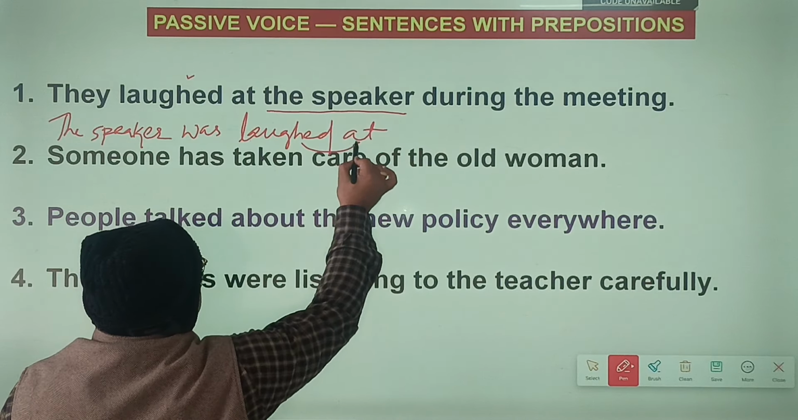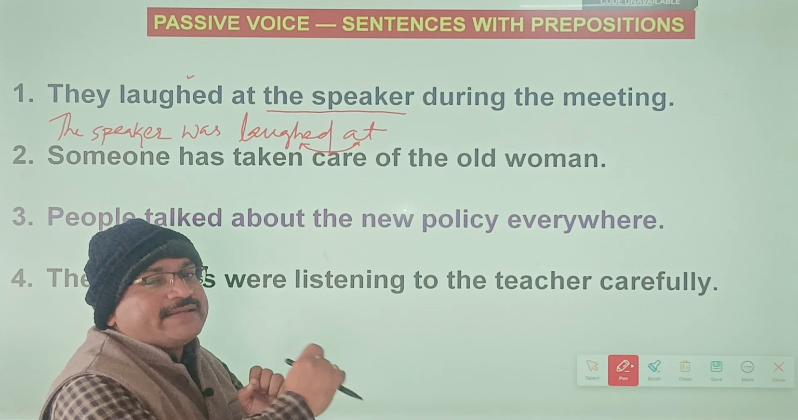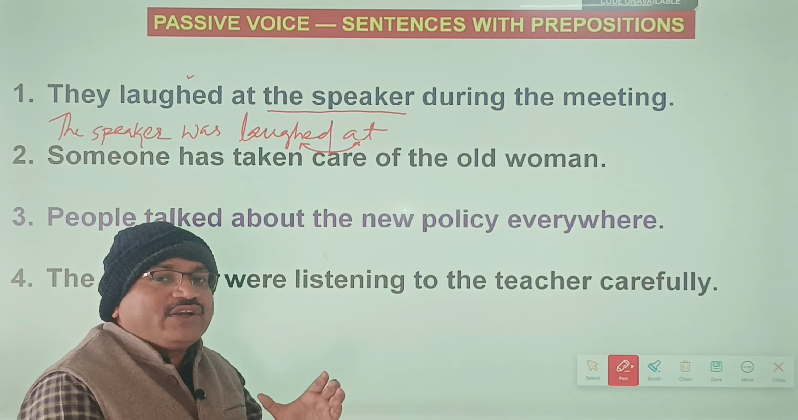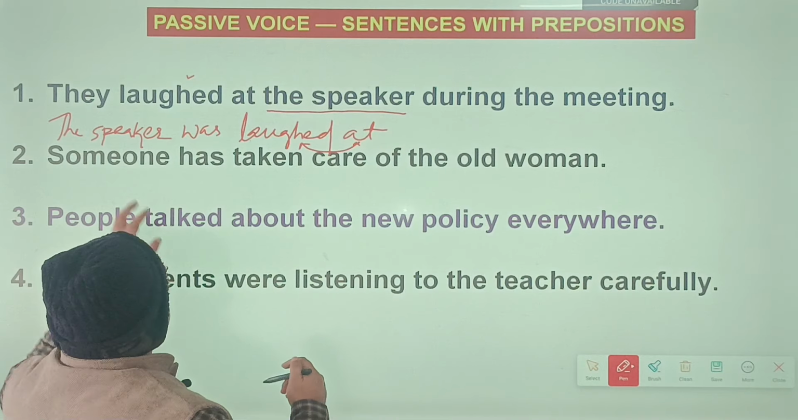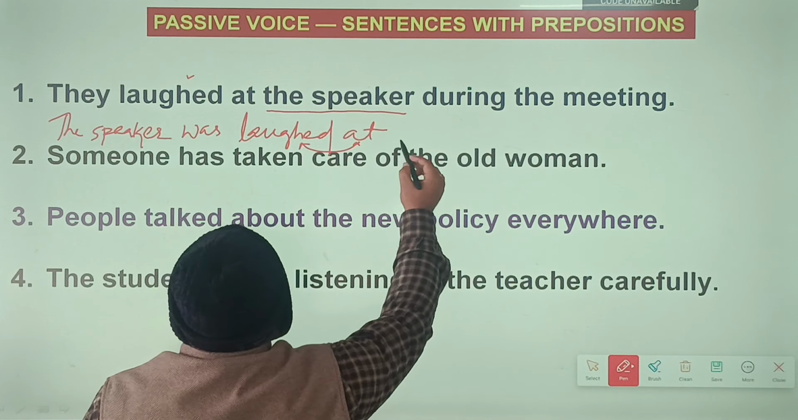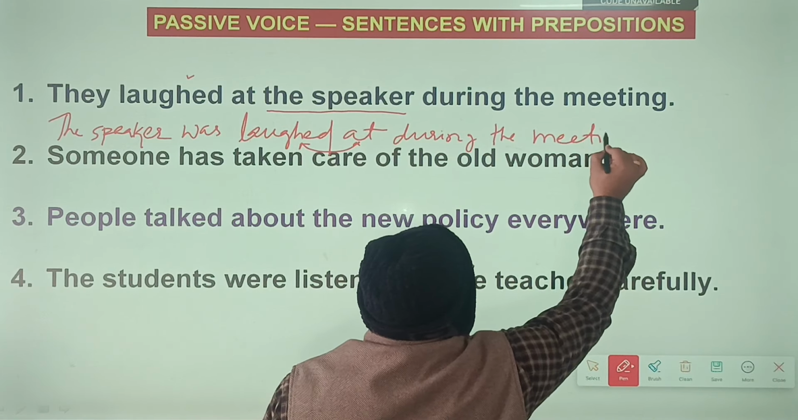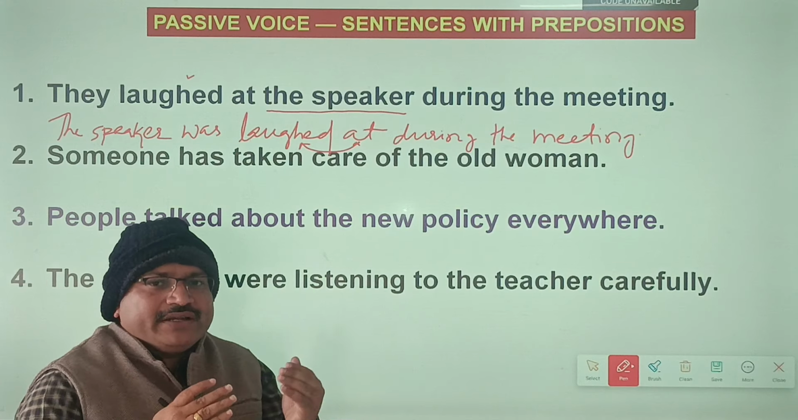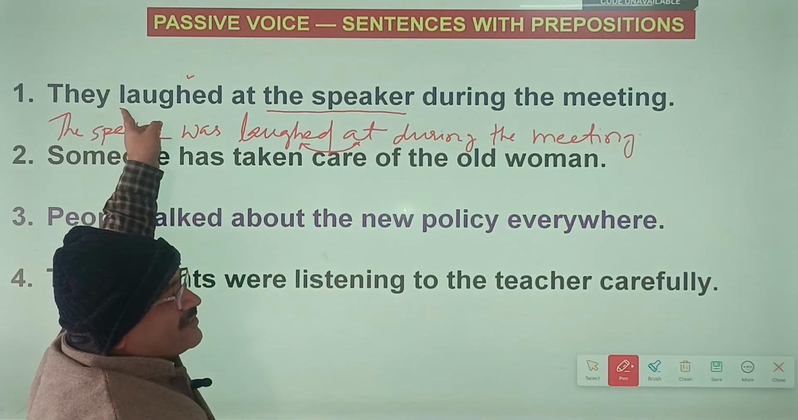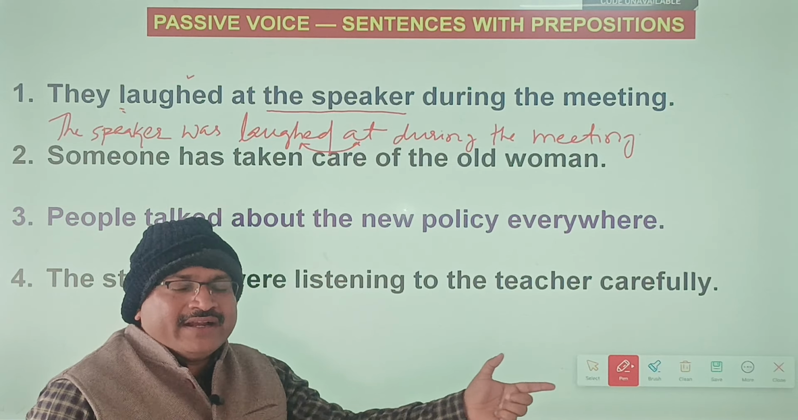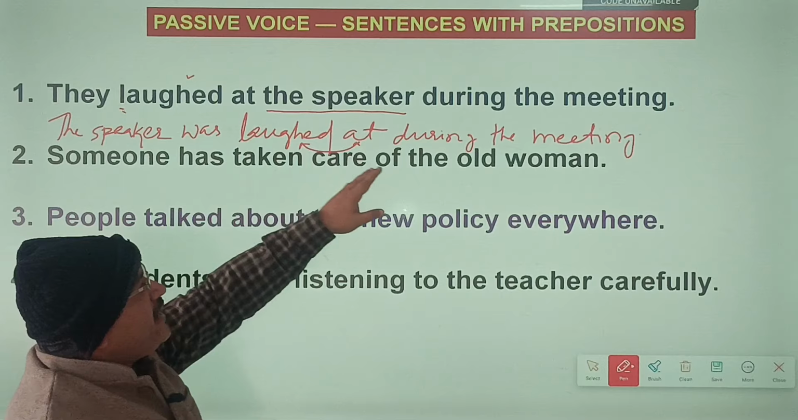This is what you have to keep in mind. The preposition will remain intact. It will not get separated. So the preposition will remain intact with what? The verb. So laughed at, even in passive voice. The speaker was laughed at during the meeting. So why didn't we use "by them"? Because when something is talked about in general, we don't need to mention the agent. So it is being talked about in general, so we are not using "by them" here. The speaker was laughed at during the meeting.